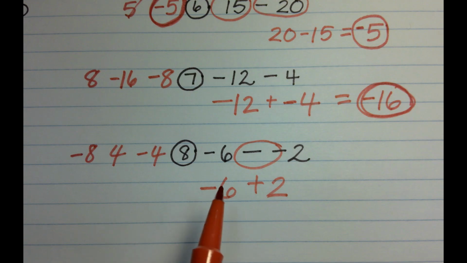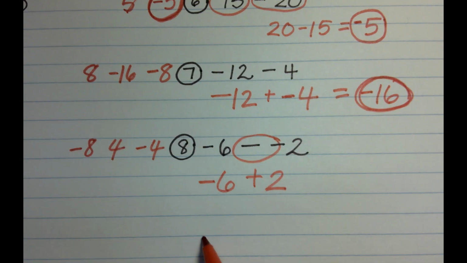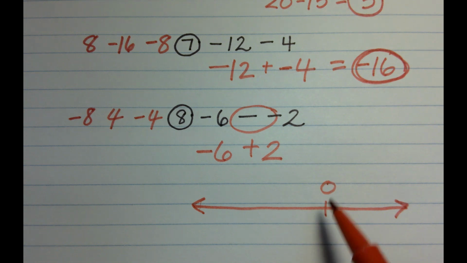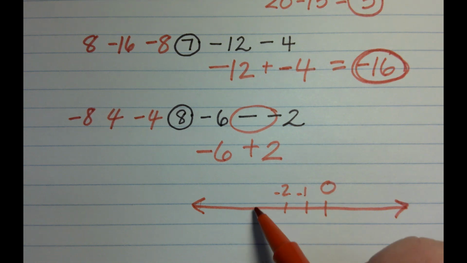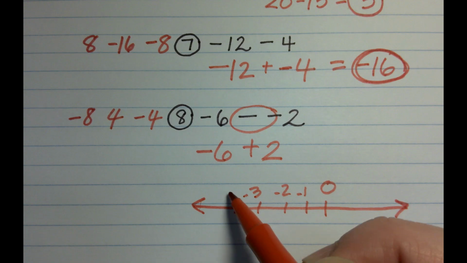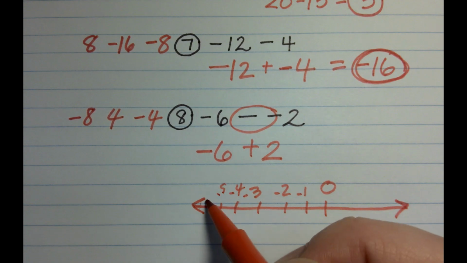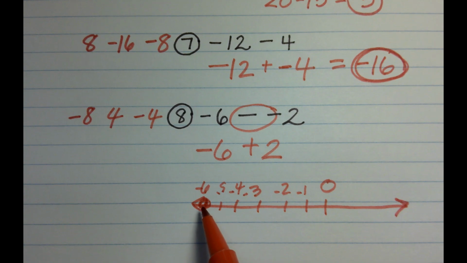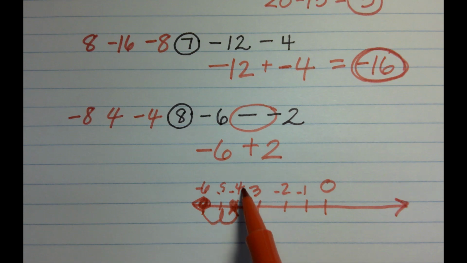Oh, okay. So I'm starting with -6. And then I'm adding 2. Let's see. Here's my 0, negative -1, -2, -3, -4, -5, -6. Here's my starting point at -6. If I'm adding 2, which way do I go? You go to your right. 1, 2, -4. That's my answer, -4.